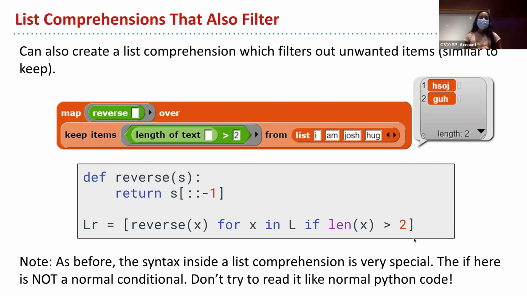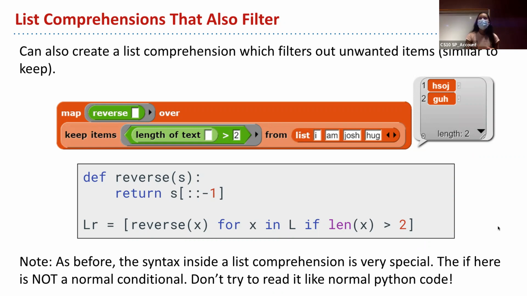Yeah, and this note here is saying that the syntax in the list comprehension is very special. The if is not a normal conditional. So this is the exact formula that you want to follow when writing list comprehensions. It doesn't read like normal Python code does, because usually with an if statement, you would have a colon and stuff underneath. But since this is in a list comprehension, it's a special syntax for doing this. Does that make sense?